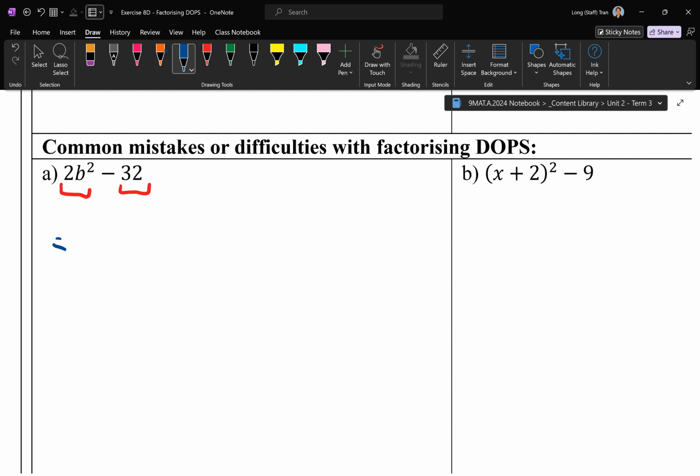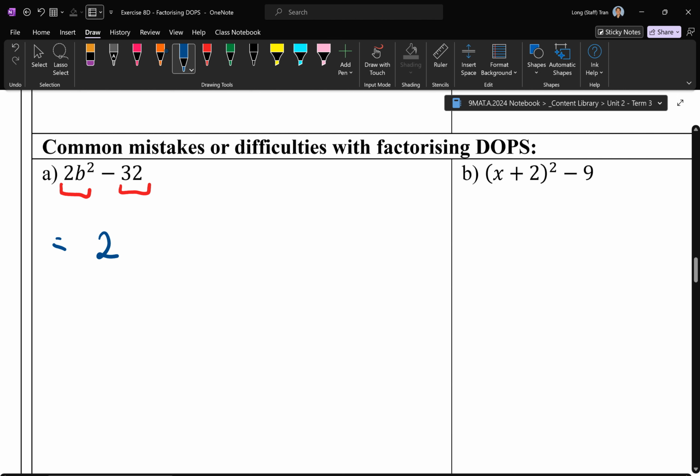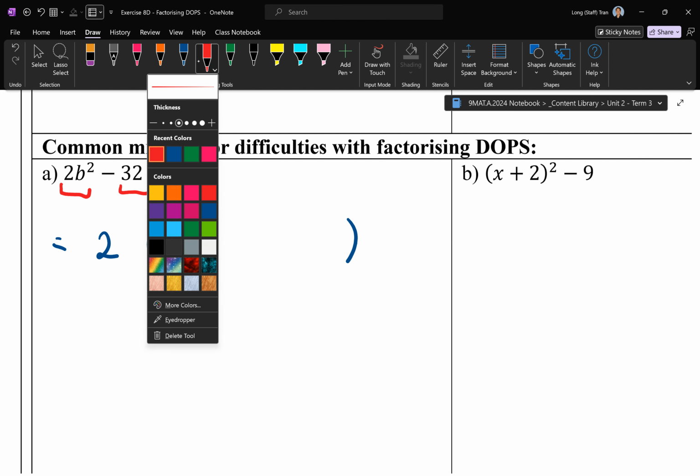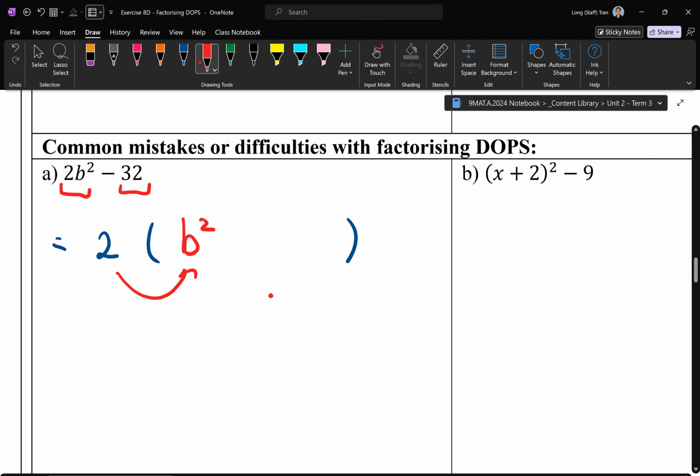2. They're both an even value. So if you took out a 2, this will make your life much easier, because 2 times what will give you 2b squared? Well, 2 times b squared. 2 multiplied to the b squared will give you the first term. But then 2 times what will give you negative 32? 2 multiplied to what to give you negative 32? 16. So in our case here, it should be minus 16.